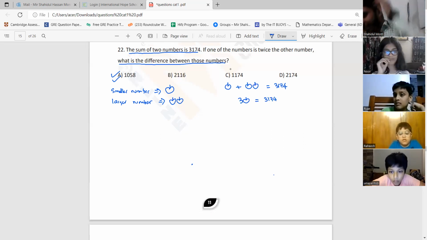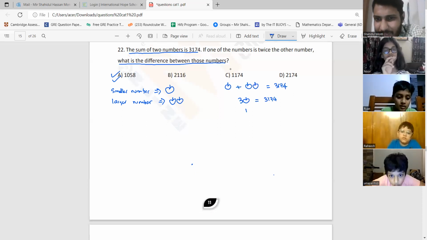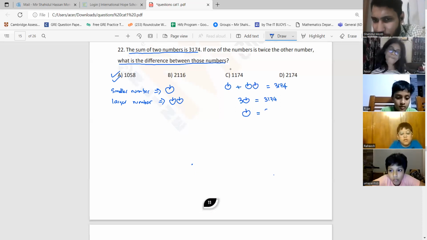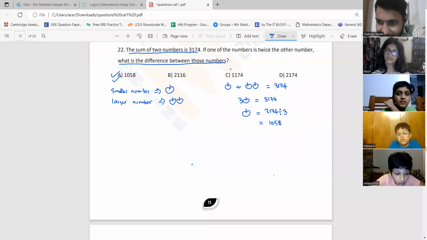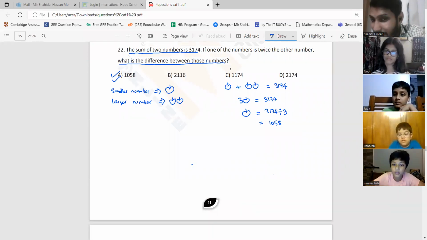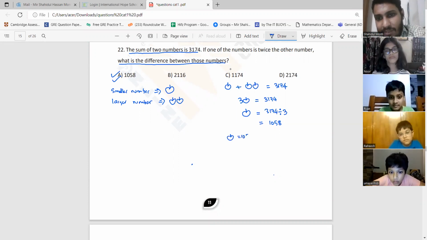Okay. So if 3 apples is equal to 3174, let us find the value of one apple. Now the value of one apple should be less, and it should be 3 times less. So 3174, you divide it by 3, the answer will be 1058. Umair, can you follow me up to this? Yes, sir. Okay. So one apple is equal to 1058. So one of the numbers is 1058.